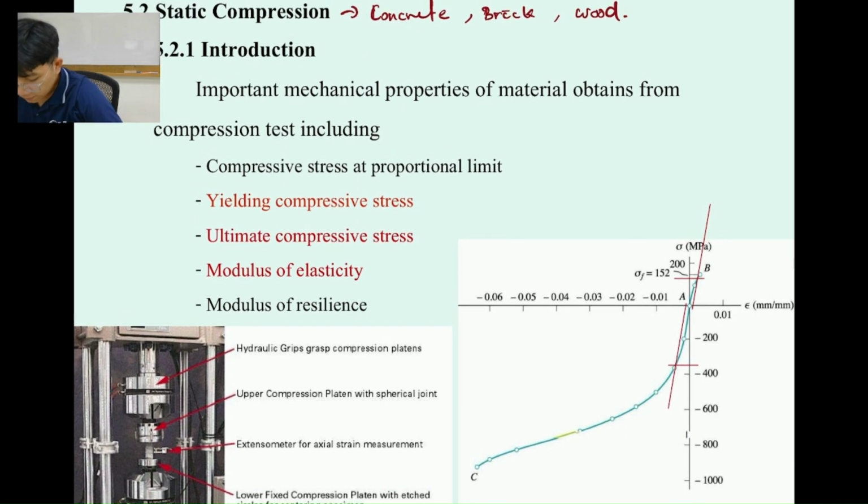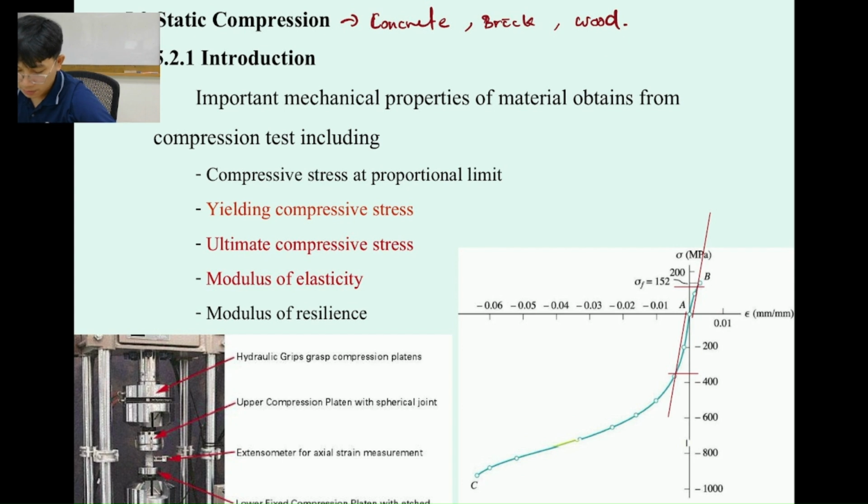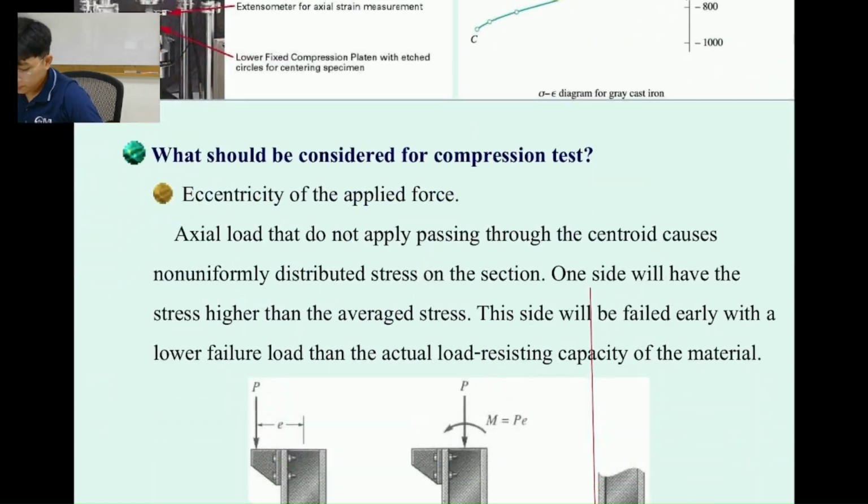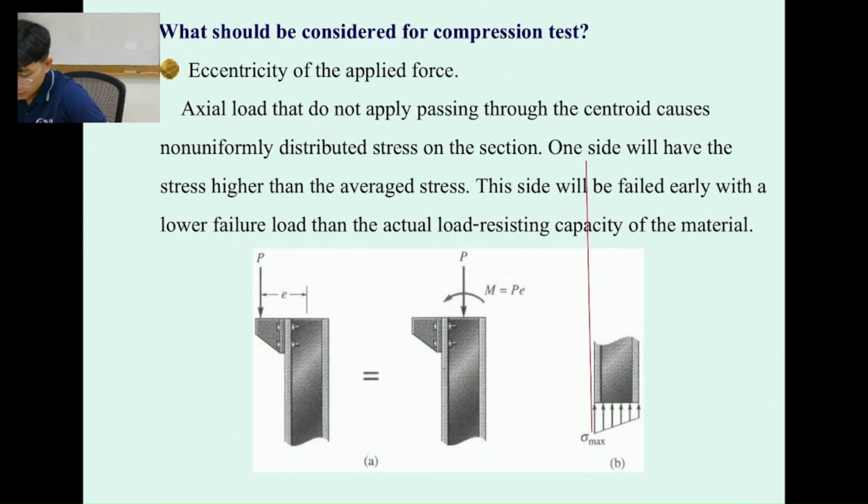Okay, so for compression material, we're going to consider 3 points. We can find 5 points, but we focus on just 3 points: yielding compressive stress, ultimate compressive stress, and modulus of elasticity. Okay, so for example, for compression stress, if you ever test it in the lab, you need to place the concrete cube, the concrete cylinder sample, at the middle of the machine.